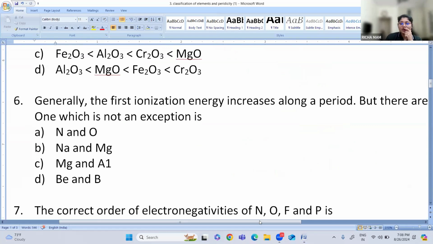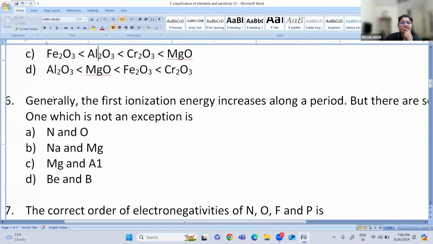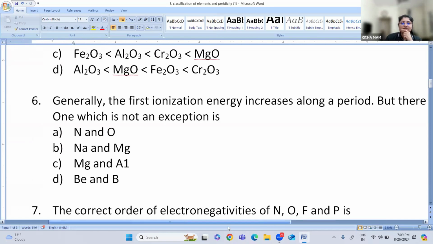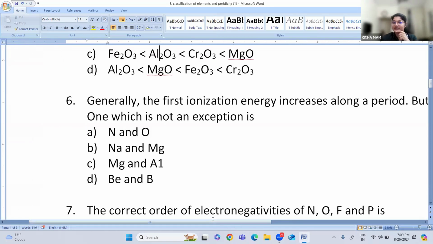Similarly, one more question on the ionization energy. Generally, the first ionization energy increases along a period, but there are some exceptions. Which one is not an exception? A, nitrogen and oxygen; B, sodium and magnesium; C, magnesium and aluminum; and D, beryllium and boron.